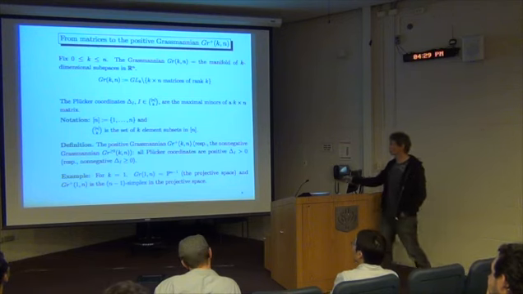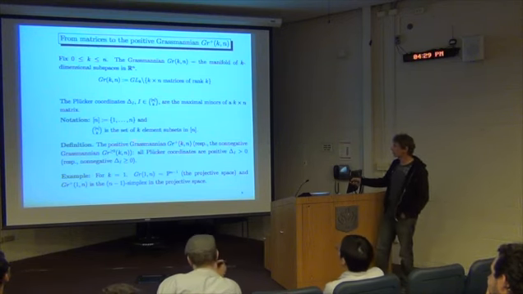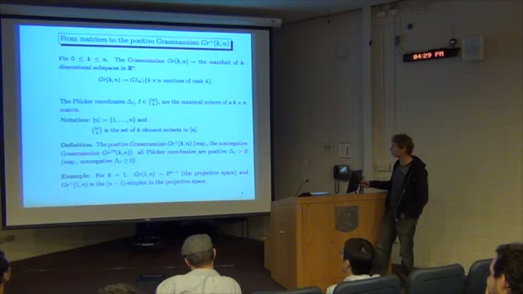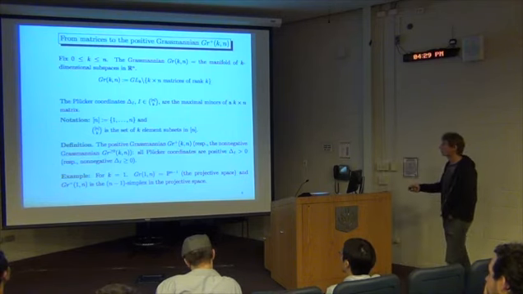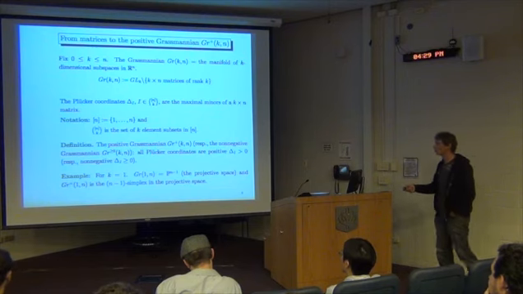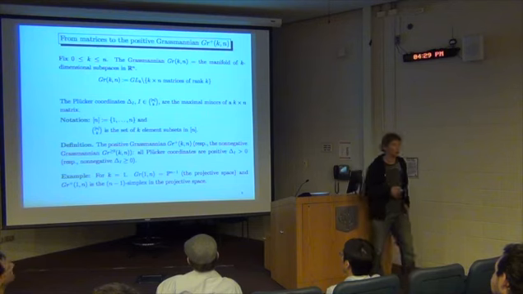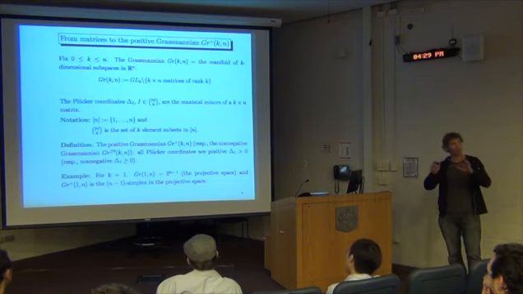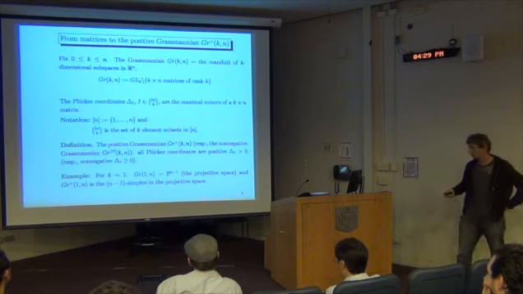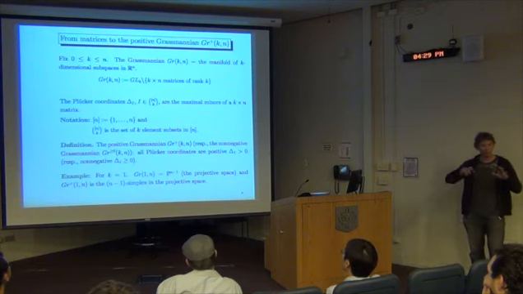So the positive Grassmannian is the subset of the real Grassmannian where all Plücker coordinates can be made simultaneously positive. And similarly, the non-negative Grassmannian is where we can make all Plücker coordinates non-negative. For example, for k equals 1, the Grassmannian is just the projective space, and the positive Grassmannian is an n-1 dimensional simplex inside of this projective space. In a general case, we have a similar story.